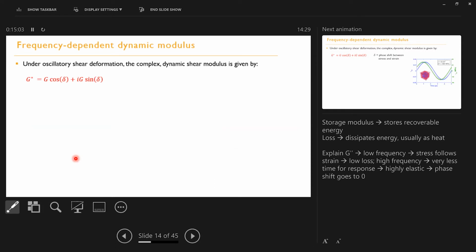Okay. The method itself is very simple. When we apply an oscillatory deformation, again, remember that we are applying a cyclic deformation. In this case, an oscillatory deformation.